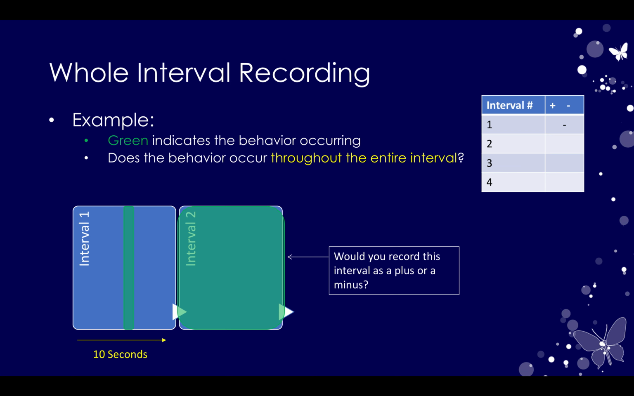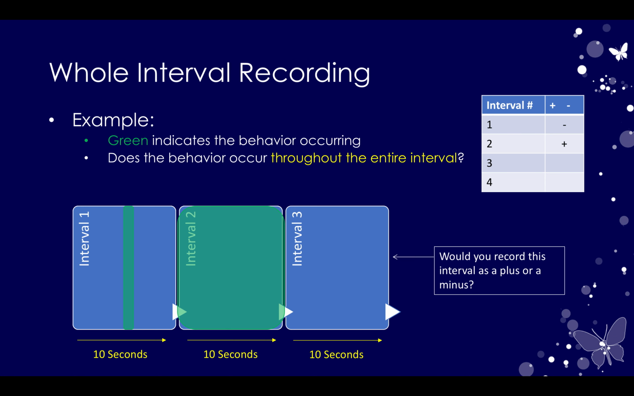Let's look at interval 2. Would you record this interval as a plus or a minus? It would be a plus, since the behavior, which again is denoted by the green, occurs throughout the entire interval. So for the entire 10 seconds, the behavior occurred, which means that this interval would be marked a plus.